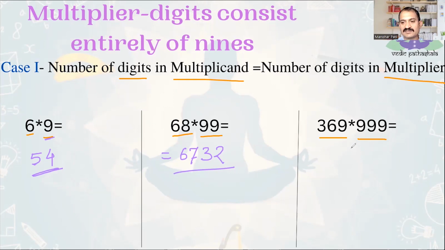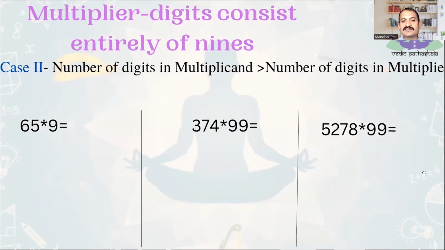369 into 999. First subtract 1 from given number, that is multiplicand, 368. And then subtract 368 from 999. 9 minus 3 is 6, 9 minus 6 is 3, 9 minus 8 is 1. So that is your answer.